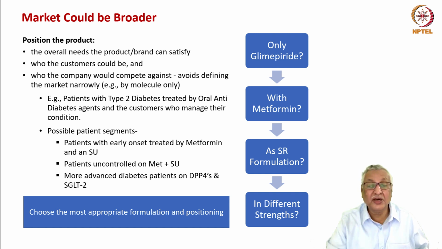So patients with early onset could be treated by metformin and any other sulfonylurea, including glimepiride. Patients who are uncontrolled can be treated with a combination in different activities. You can have another kind of thing like DPP4 and SGLT2 complementing either metformin or the sulfonylurea. So you have decision points to make.